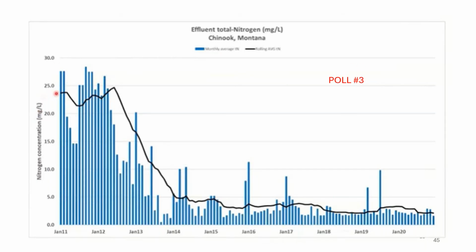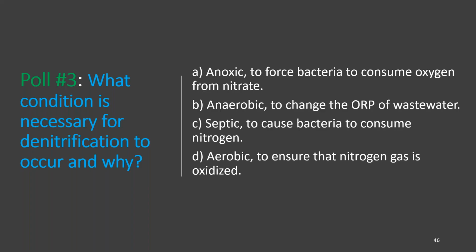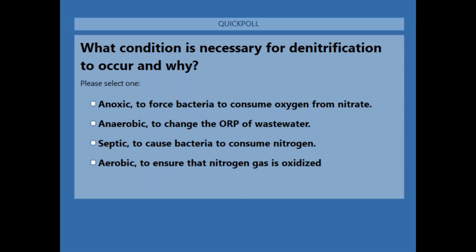And we're going to go to poll 3 here. This question asks, what condition is necessary for denitrification to occur and why? The point of this question is, if we wanted to experiment with our plant and we wanted to remove nitrogen and have denitrification occurring, we'd have to think about what kind of tank environment we need and where it should be located in the treatment train. And knowing how the process works and what kind of environment we want to create would help us to do that.